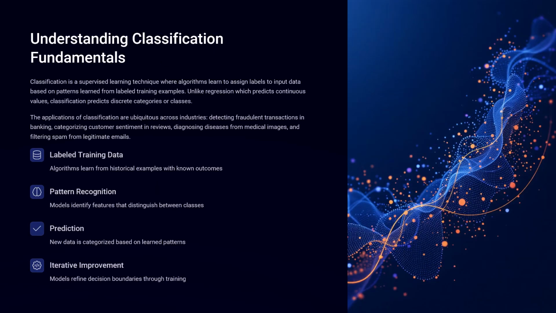Understanding classification fundamentals. Classification is a supervised learning technique where algorithms learn to assign labels to input data based on patterns learned from labeled training examples. Unlike regression, which predicts continuous values, classification predicts discrete categories or classes.